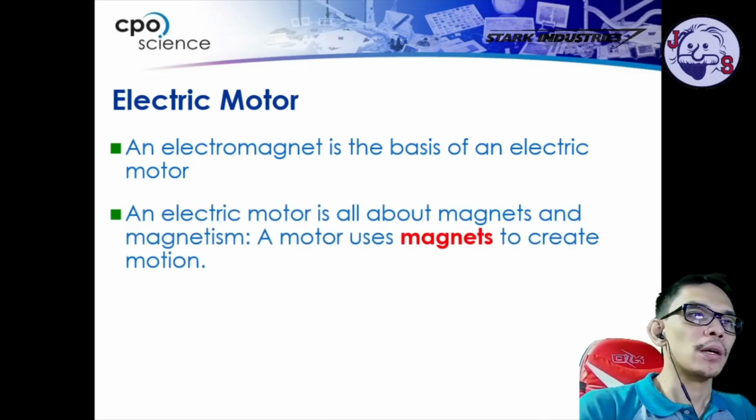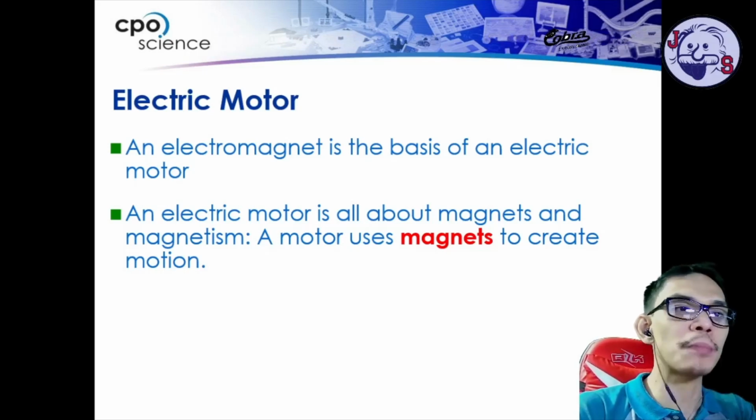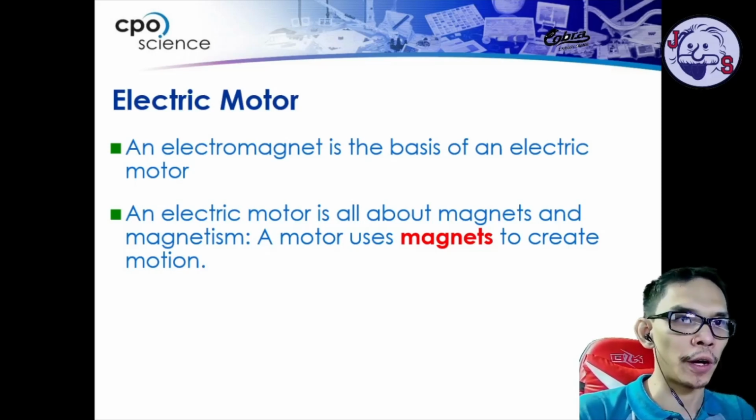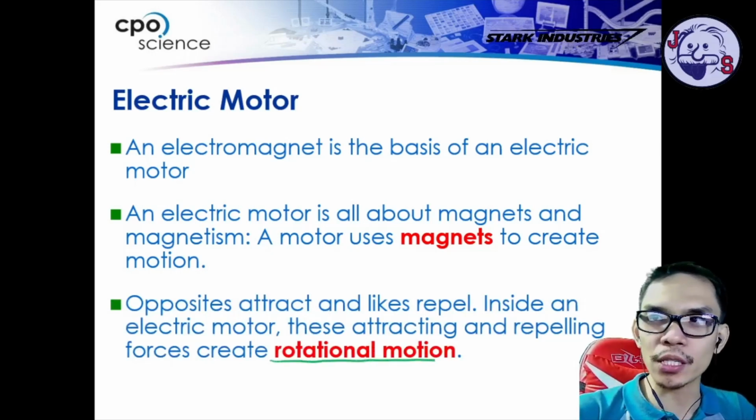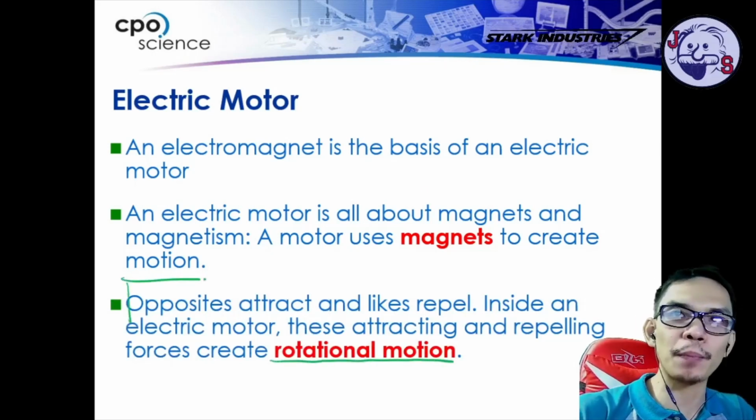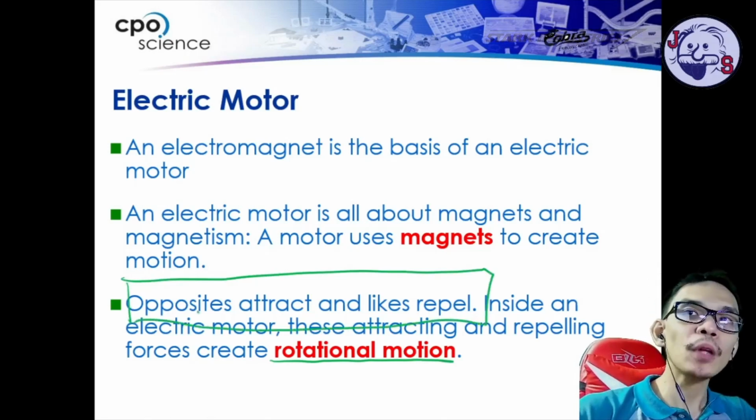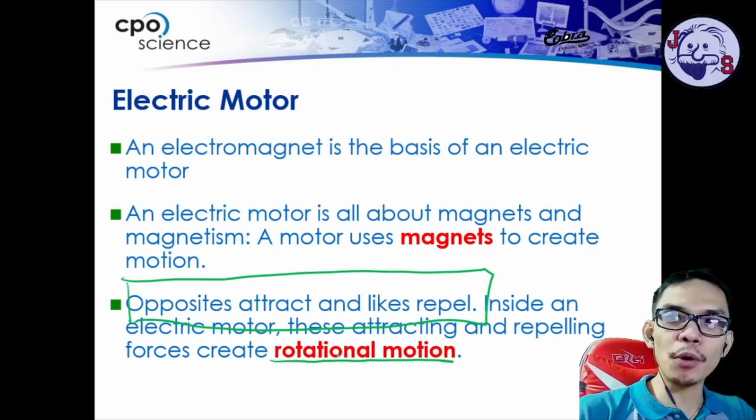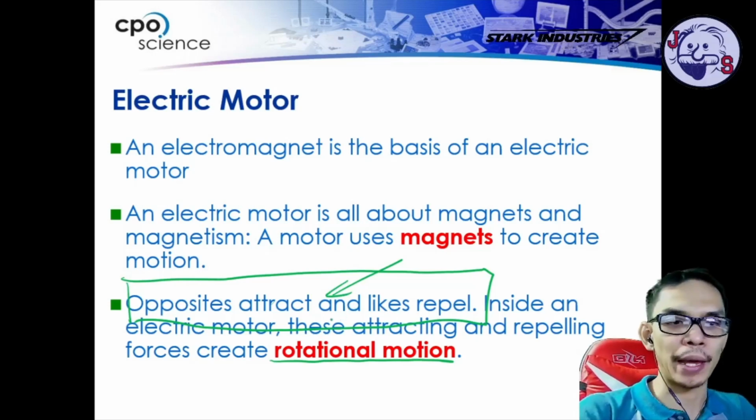So the electric motor is all about magnets and magnetism. The motor uses magnets. Without these magnets, there will be no motion created in your motor. Now, what is this motion? This is the rotational motion, and the rotational motion is achieved because it follows the principle of magnets that opposite poles attract and like poles repel. So rotational motion is achieved by this particular process.